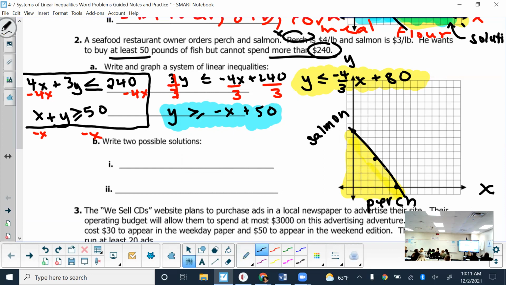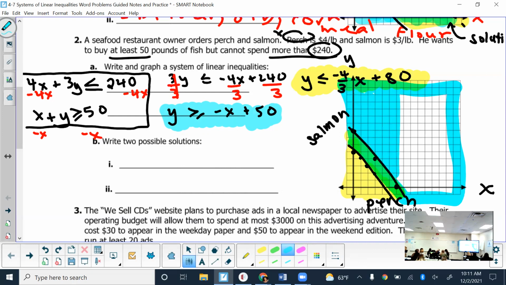All right, then graph the other one. So that one has a y-intercept of 50. And my slope is -1. So down 1 to the right 1, down 1 to the right 1. And solid or dashed for that line? Solid. Is this one shaded above or below? Above. And I probably don't actually need to shade this whole thing because I already see where they overlap.